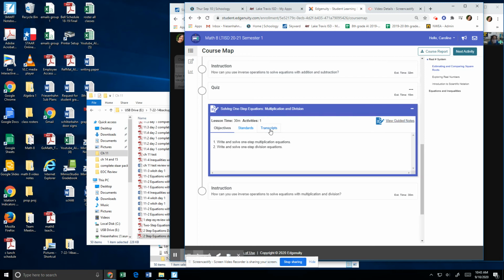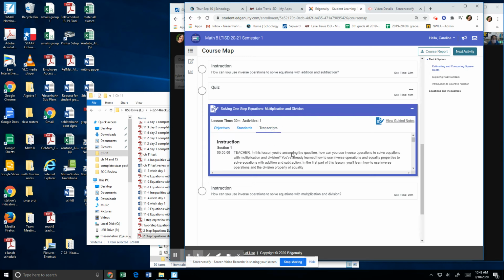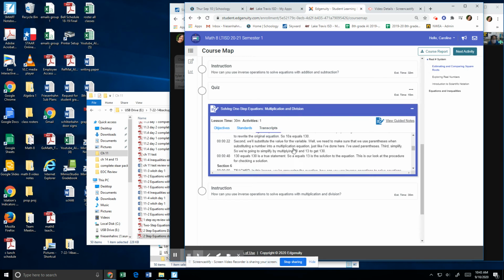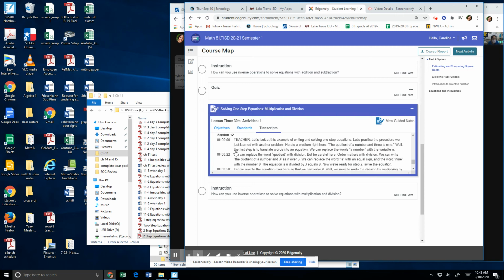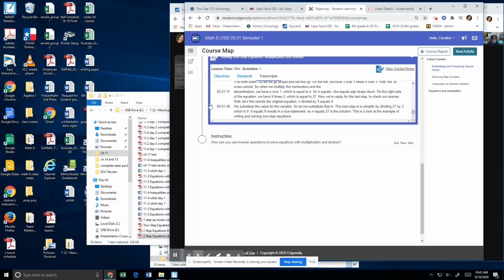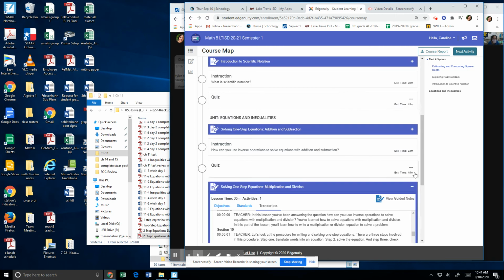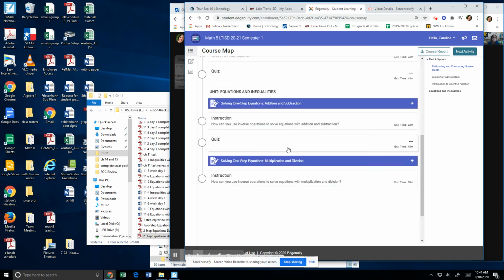But transcript is the same thing as captions, okay? So if you click transcripts, do you see how this is literally every word that the guy is saying, and it tells you the timestamp? So if there's something where you just can't understand, you can fast forward to that spot and then read it. That's just another option if for some reason your sound is weird or whatever, okay?